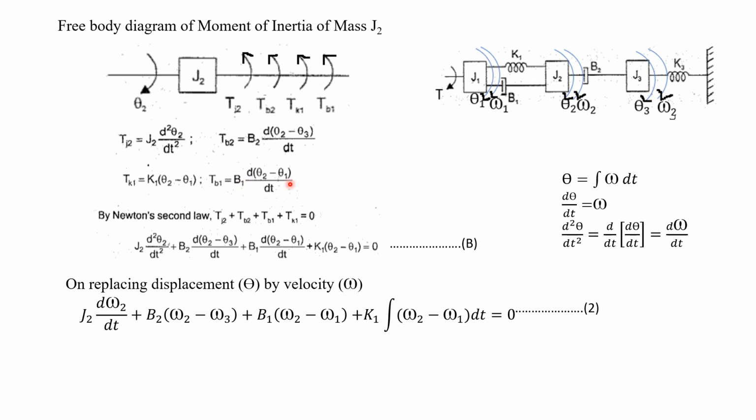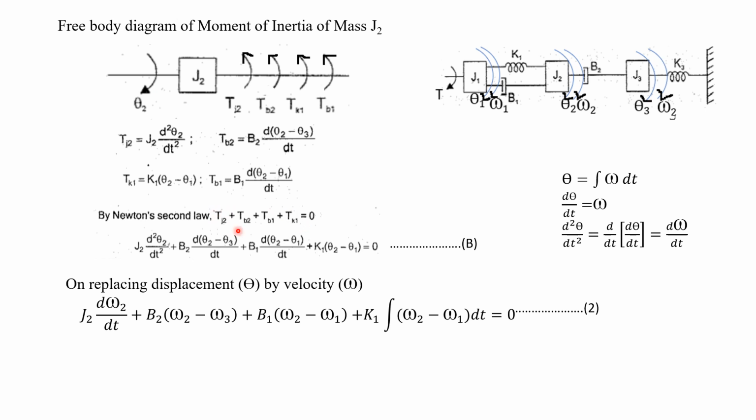So we have to write the difference in displacement. The formula for TB1 is B1 into d theta by dt. Instead of theta, we have to write it as theta 2 minus theta 1. In this way, we can write the formula for all the opposing torques. Now, using Newton's second law, we can find the torque acting on a body, that is, the sum of all the opposing torques will be equal to 0, because here there is no applied torque.